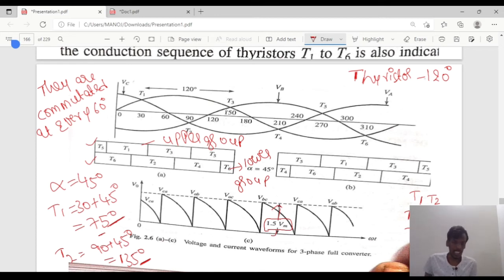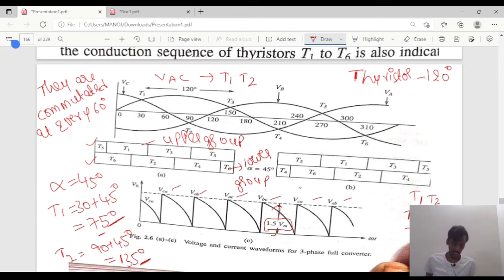So across A and C, T1 and T2 will conduct, and they are triggered at 1.5 V phase, Vm to Vm 0. So the sequence of triggering is of the same thyristor levels: first VCA, next VAB and VAC, VBC, VCA and VAB.